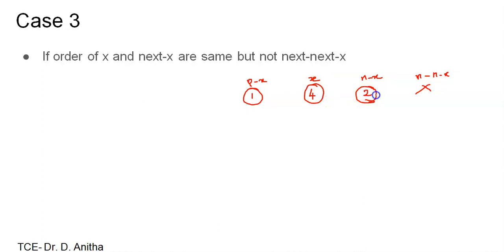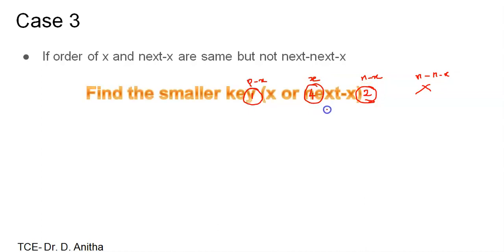Okay. So when this is the case, what should be done? I have to find the smaller key value. So among 1, 4, 2, I am not concerned about p of x. I am concerned about x and n of x. So these two are same. So find the smaller key. Which is the smaller key? 2. So I have found this is the smaller key.